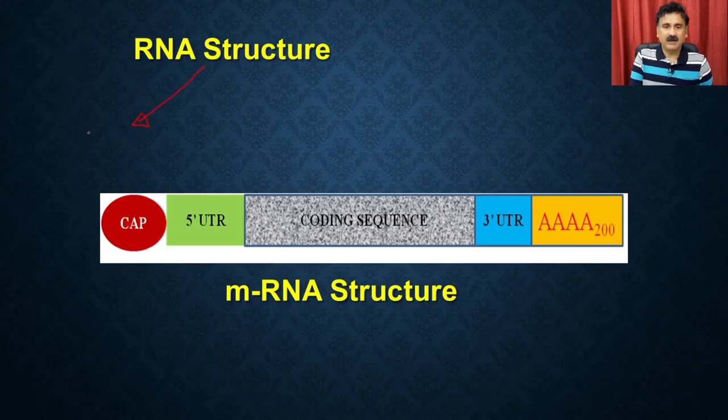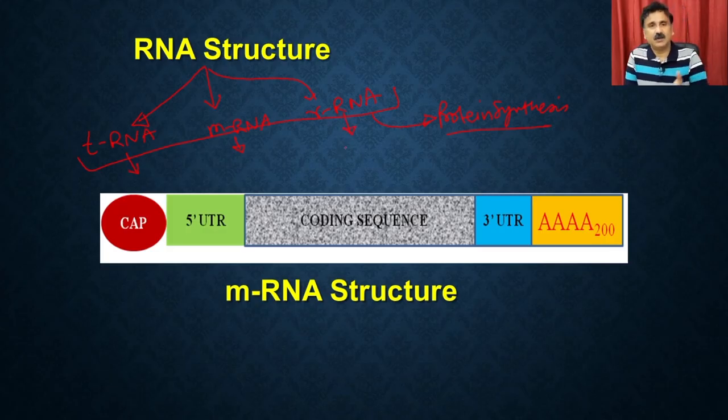RNA could be of three different types. You have the tRNA, you have the messenger RNA, and then you have the ribosomal RNA. All these three RNA species are extensively involved in protein synthesis. The messenger RNA is going to carry the information from the DNA, whereas the tRNA and the ribosomal RNA are going to interpret that information, and that's how they participate in protein synthesis.